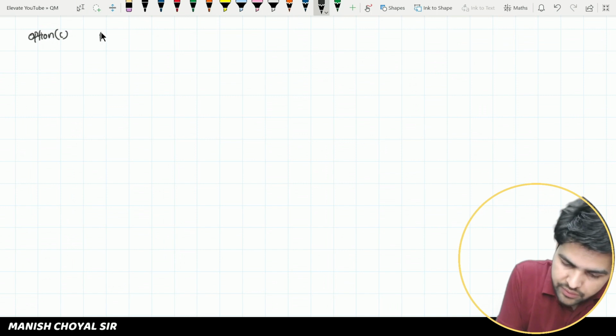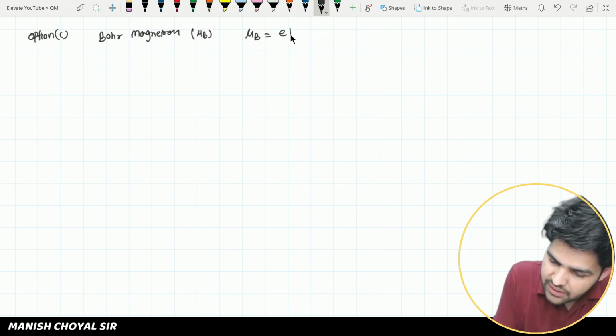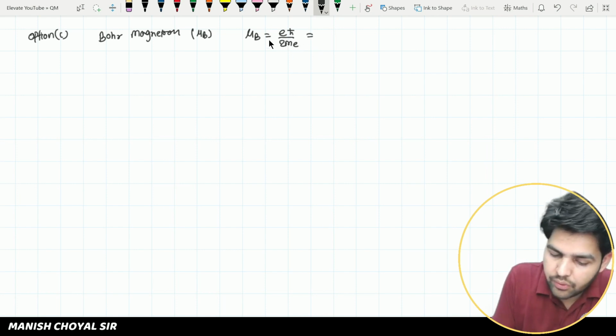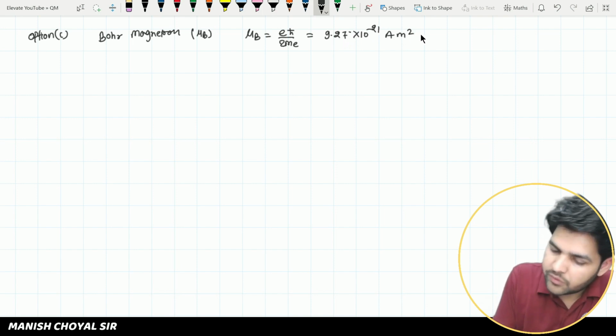Option C is Bohr magneton, which is mu B, and mu B is defined as e h cross divided by 2 m e, and the value of Bohr magneton is 9.2 into 10 to the power minus 21 ampere meter square. So this also has dimension.